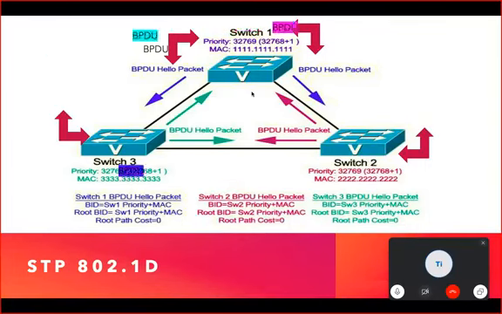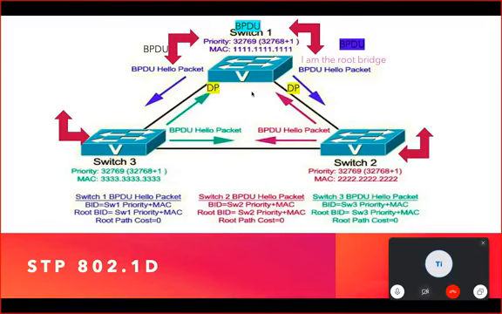Okay, it contains what all? Switch priority and MAC address. It has its own switch priority and its own MAC address, the base MAC address of the switch, and sharing with each other. All three switches are sharing with each other, and they are trying to find a root bridge.